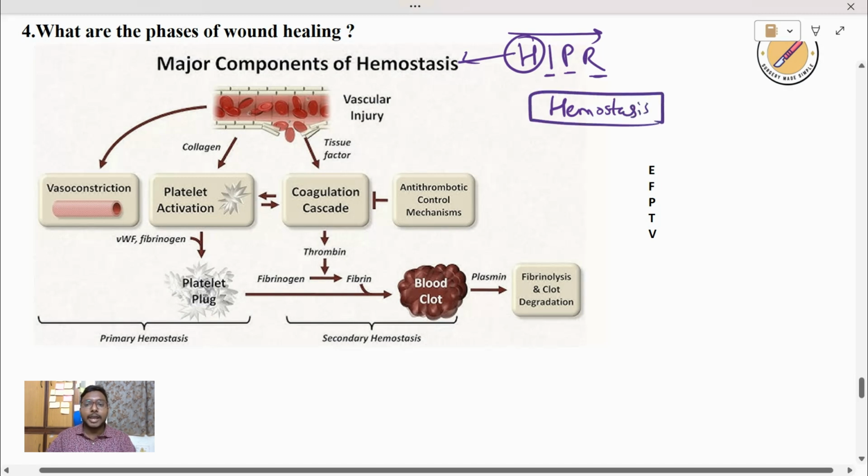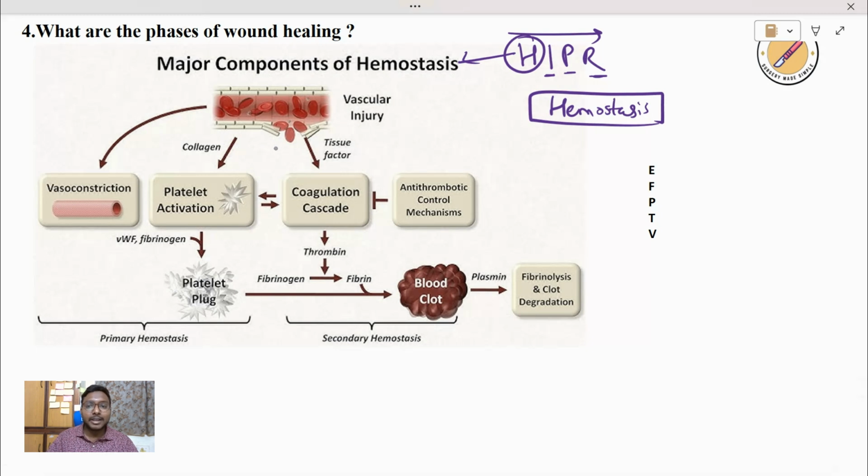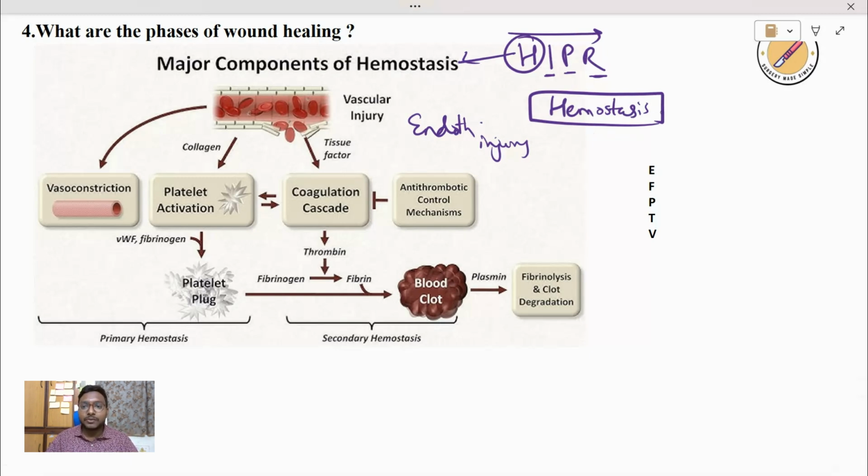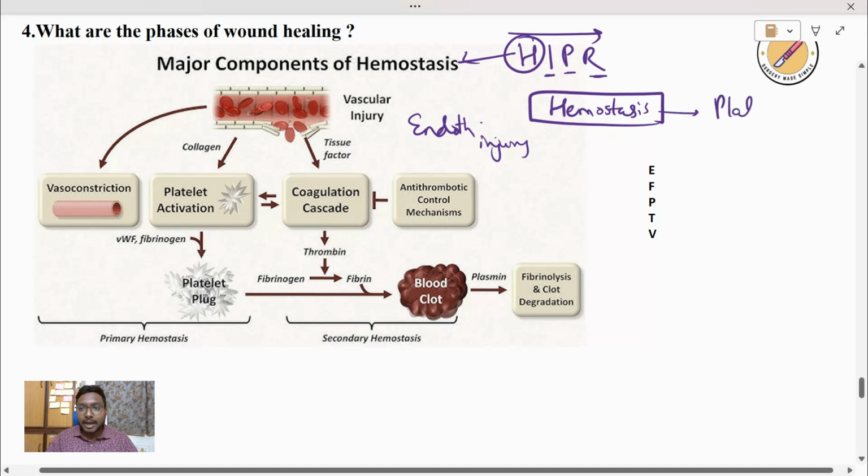Please understand, hemostasis phase is divided into two things. Whenever there is vascular injury happening, there will be endothelial injury. So whenever endothelial injury is happening and the endothelium is exposed, the subendothelial extracellular matrix is exposed. This will cause platelet adhesion. So initially the charge is taken by platelets. Once platelet adhesion is happening, it will release certain granules like alpha granules.